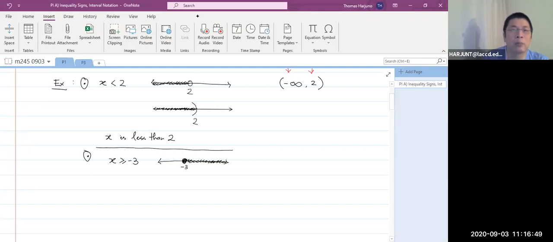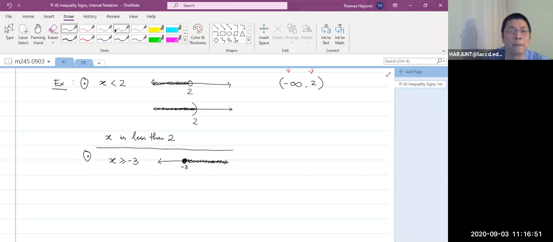Now that's what happened in high school. Okay, but now here we will use this notation. I don't want to say high school notation is wrong. No, that's not what I'm saying. What I'm saying is that we update our notation right now. Instead of using a closed circle, we use a bracket. Okay, a bracket means we include the endpoint, and the bracket will open to the side where you will shade it.